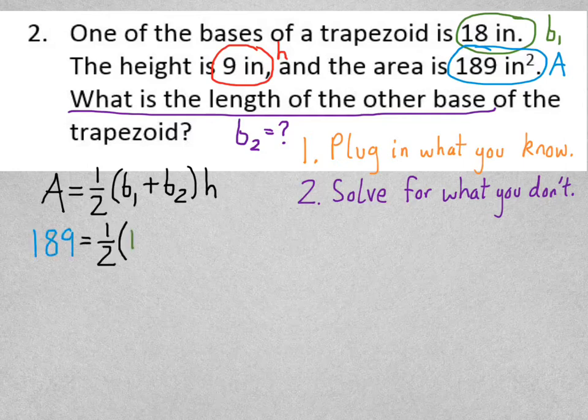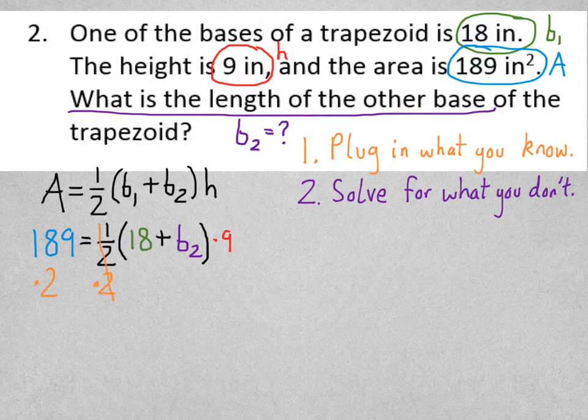Okay, so here we go. I plugged it all in. And now I need to solve for what I don't know. I need to solve for B2. I have 3 different things to get rid of this time. I need to undo the 1/2, the 18, and the 9. And because there's parentheses involved, I need to get rid of the stuff outside the parentheses first.